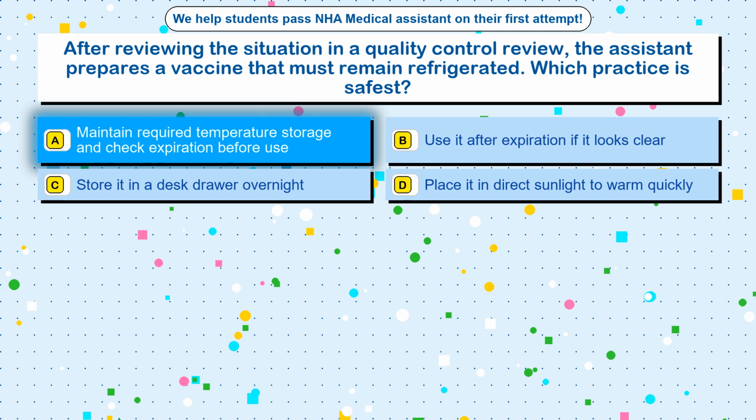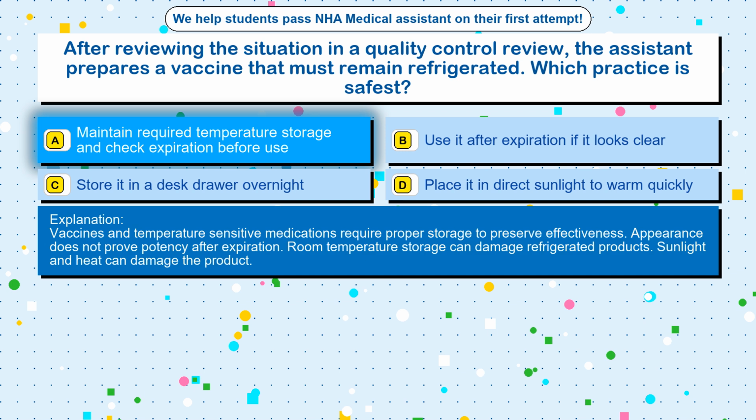The correct answer is option A. Maintain required temperature storage and check expiration before use. Vaccines and temperature-sensitive medications require proper storage to preserve effectiveness. Appearance does not prove potency after expiration. Room temperature storage can damage refrigerated products. Sunlight and heat can damage the product.